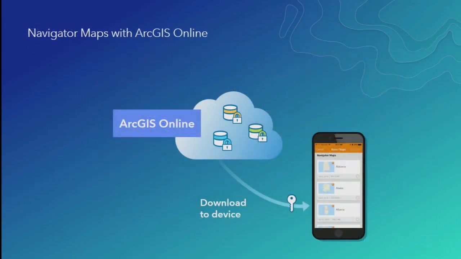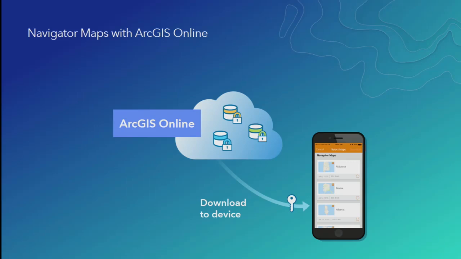Those maps come from ArcGIS Online. When Joel was in the Navigator app, he showed us how he used the browse capability to search maps, and those were actually hosted in ArcGIS Online. Navigator searches in ArcGIS Online, and you just simply download it to the device.